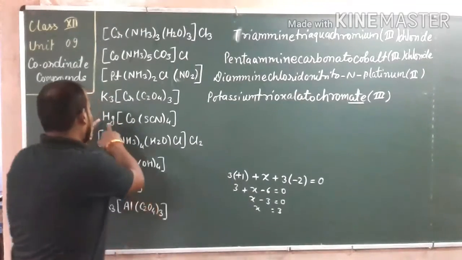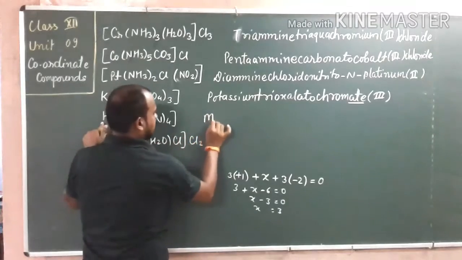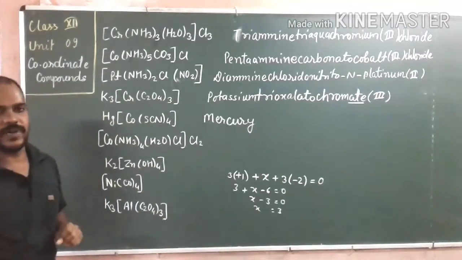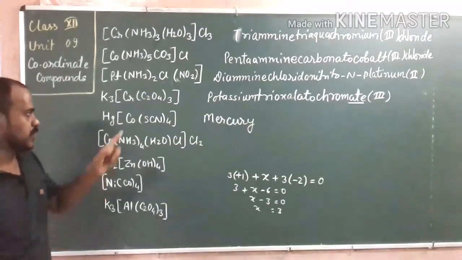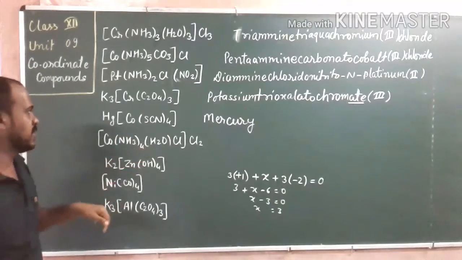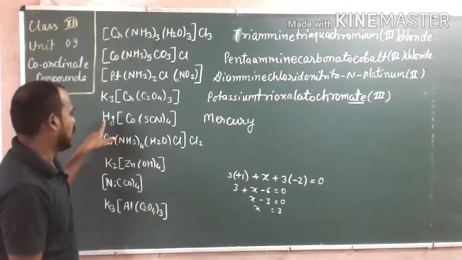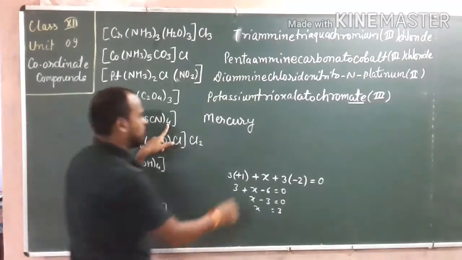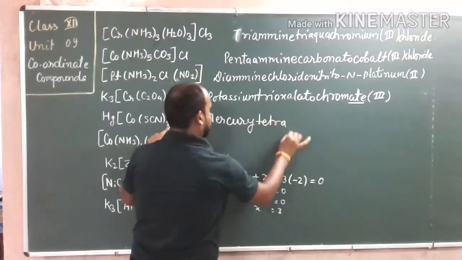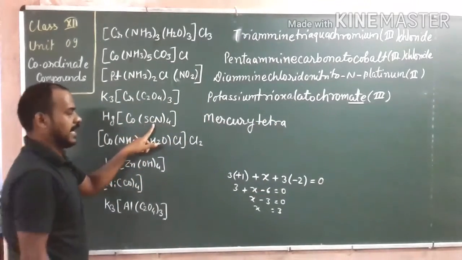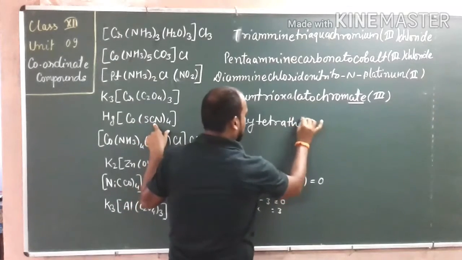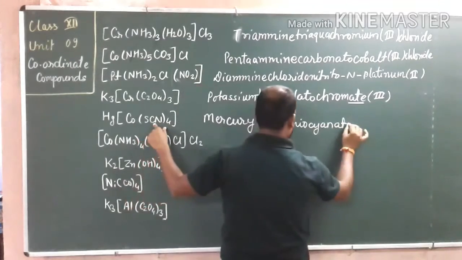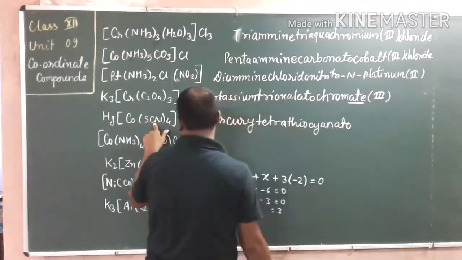So write the name first. First we will write the name of this Hg. Since Hg is mercury, but we have two types of mercury, mercury first and mercury second. So which one is this? Is it first or second? Later we will see. I am writing here only mercury. After mercury, the number of ligands is 4, so 4 means tetra. SCN, its name is thiocyanate. So from thiocyanate, it will become thiocyanato.